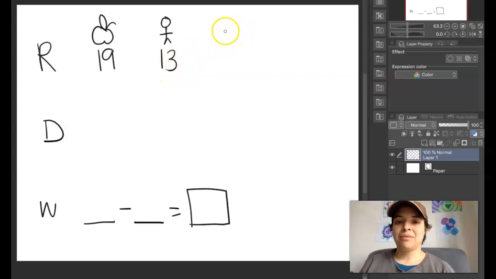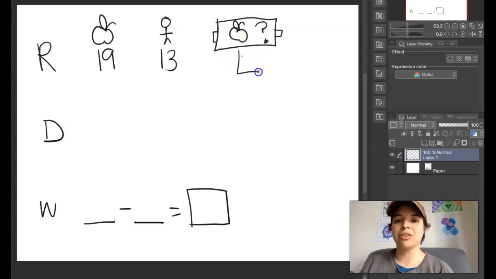But then we want to know, and this would have been left over on our sharing tray, we want to know how many apples were left over, but we don't know. That's our mystery number. We have absolutely no idea what number goes there. We know there were 19 apples to start, and 13 first graders took an apple. So there's some left over. We don't know how many. And that's what I would like you to draw a picture of and write the equation for.